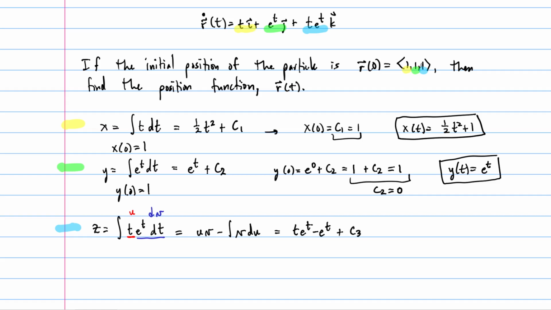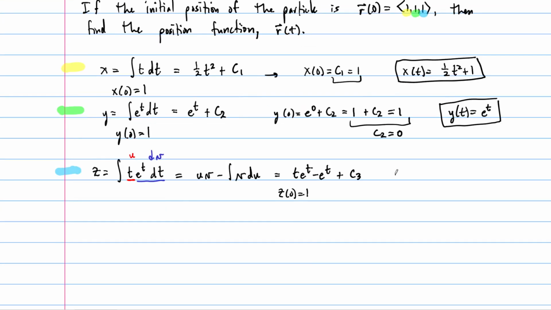And for this one, our initial condition is also 1. They're not always the same, right? It's because of our initial position here. So in this case, z of 0 should be 1. But z of 0 for this function is 0 e to the 0 minus e to the 0 plus c3, right, which is negative 1 plus c3, and that's supposed to equal positive 1. And so just solving this tells us c3 has to be 2. And so our z component of our position function is going to be t e to the t minus e to the t plus 2.